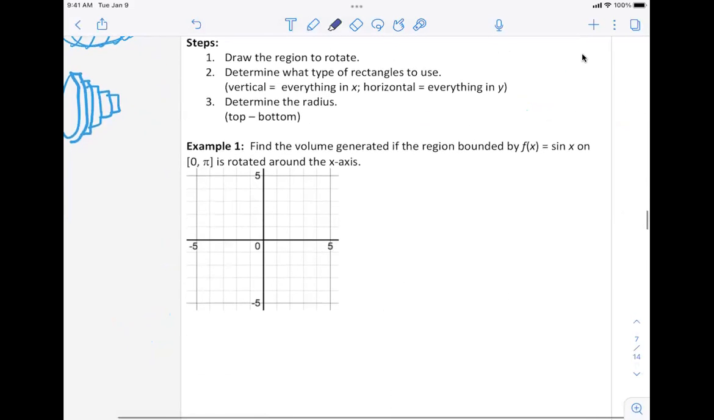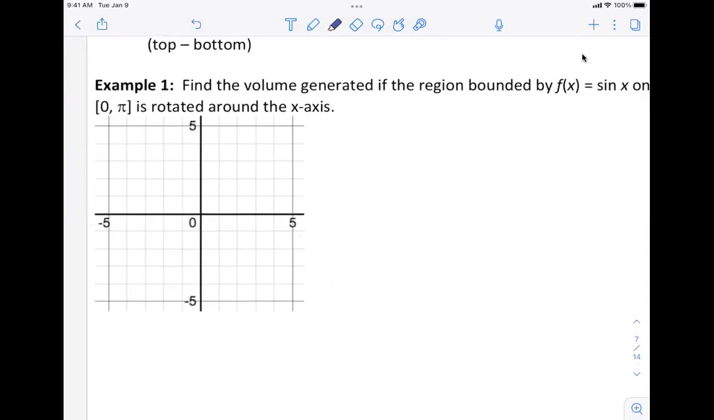Now, draw the region to rotate, determine what type of rectangles to use. We can have vertical or horizontal. We're only going to do vertical in this class. Determine the radius. So example 1, this is kind of what my quick sketch was. Find the volume generated if the region bounded by f of x equals sine of x on the interval 0 to pi is rotated around the x-axis.